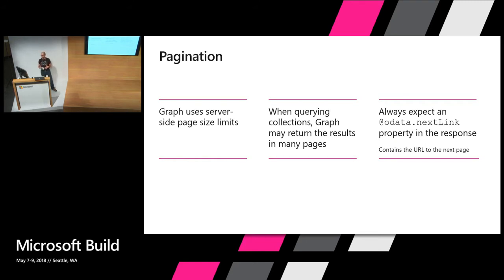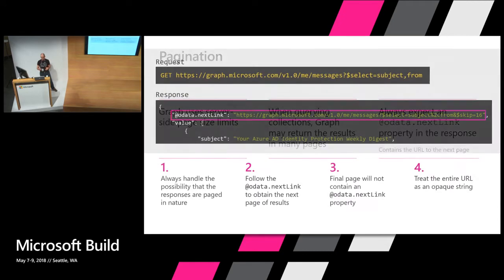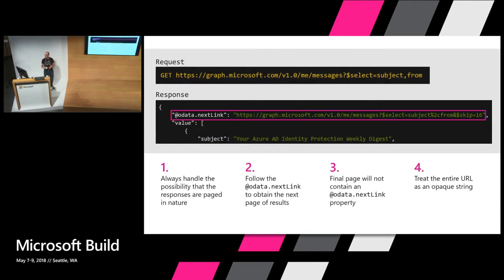So you should always expect this odata.nextLink property in the response. What this generally looks like is, here we see an example when I make a request to messages, I get a next link back. That next link is basically, if you take that portion in green and put that in a GET request, that will get you the next page of results. So you keep following that next link until you get to the final page. And you know it's the final page because it won't contain a next link.